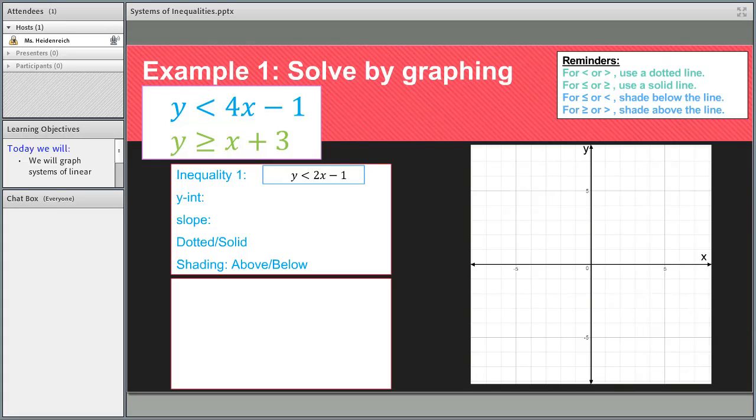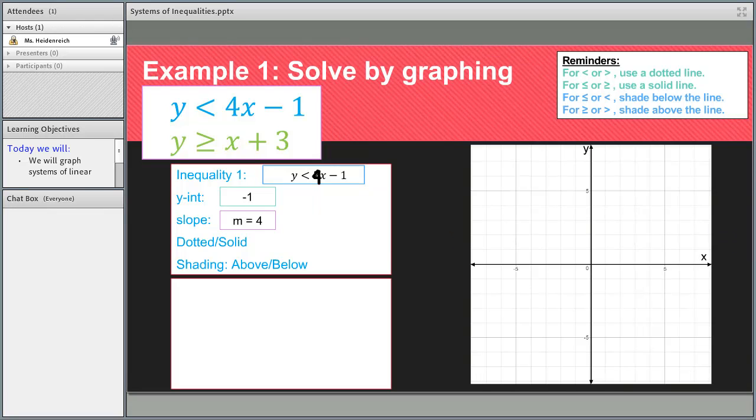You would write down this inequality in your notes. You'd write down both of them, actually, because we're going to graph them on the same graph. And this one has a typo. I just realized this is a 4 here. Okay, so 4x minus 1. So our y-intercept is -1.